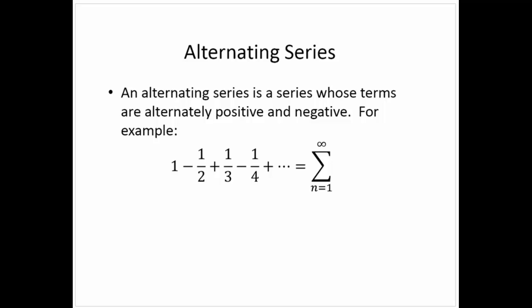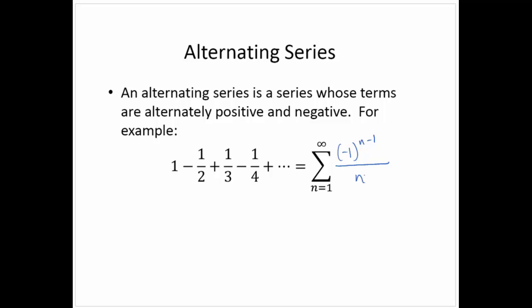An alternating series is a series whose terms are alternately positive and negative. For example, 1 minus 1/2 plus 1/3 minus 1/4 plus 1/5 minus 1/6, etc. is an alternating series. And in fact, we can represent this series with the notation sigma n equals 1 to infinity of -1 to the n minus 1 over n.